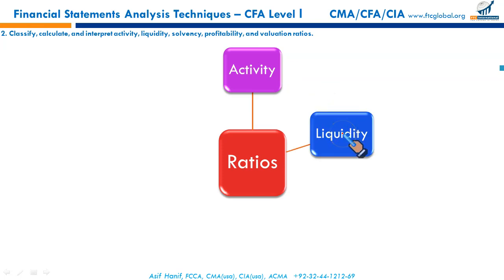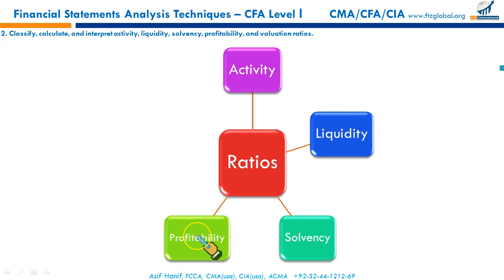Then another set of ratios is liquidity ratios. Liquidity is the business's ability to pay off short-term obligations when they fall due. So these ratios assess the ability of a firm to meet its short-term obligations when they fall due. There are many ratios. We'll discuss all these one by one. Then the next set of ratios are solvency ratios. Solvency ratios, as the name suggests, measure the financial risk, solvency risk. So we'll discuss these in later slides.